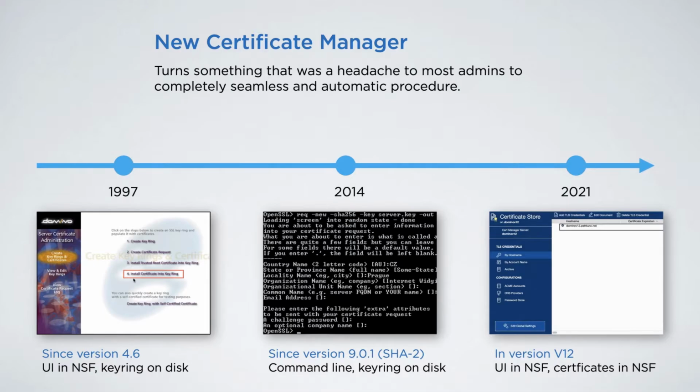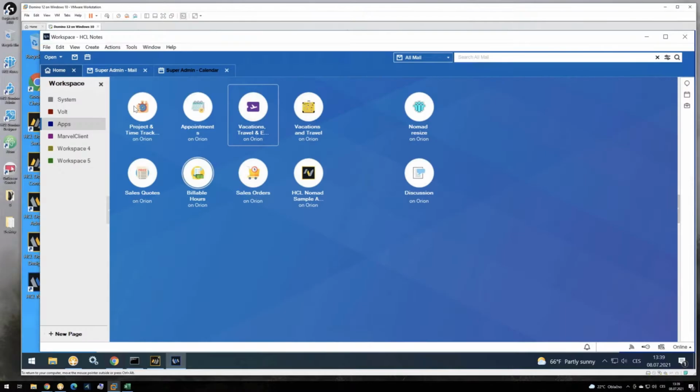And for very senior Domino admins who remember how it used to work since version 4 until like version 9, those who are familiar with this interface, now we are doing something similar. So in version 12, we moved the OpenSSL and Key tool command line tasks from terminal to a Notes NSF application again. And this is how it looks.